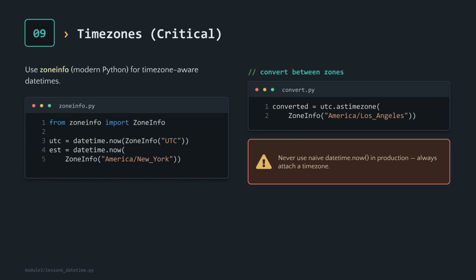Finally, the piece that causes the most real-world bugs: time zones. In modern Python, reach for ZoneInfo to make your datetimes time zone aware. On the left, we build a UTC time and a New York time using ZoneInfo. On the right, astimezone converts one zone into another, here shifting UTC into Los Angeles time. And the warning is worth repeating. Never use naive datetime.now in production, always attach a time zone.